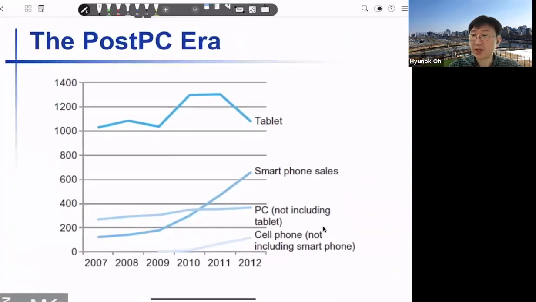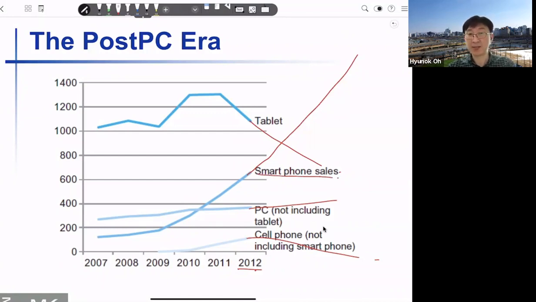Okay, so this is a trend of computer systems. As you can see, the smartphone is actually growing a lot. It's already more than tablet. Tablet means it includes some pads. So it's lower than PC. Cell phones are almost disappeared. So these days the smartphone volume is increasing and almost saturated.